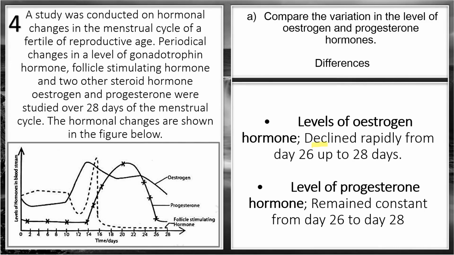Then estrogen declined rapidly from day 26 up to 28th. So estrogen, you can see from 26th, it declined very rapidly up to the 28th day. Whereas progesterone remained constant from the 26th to the 28th.